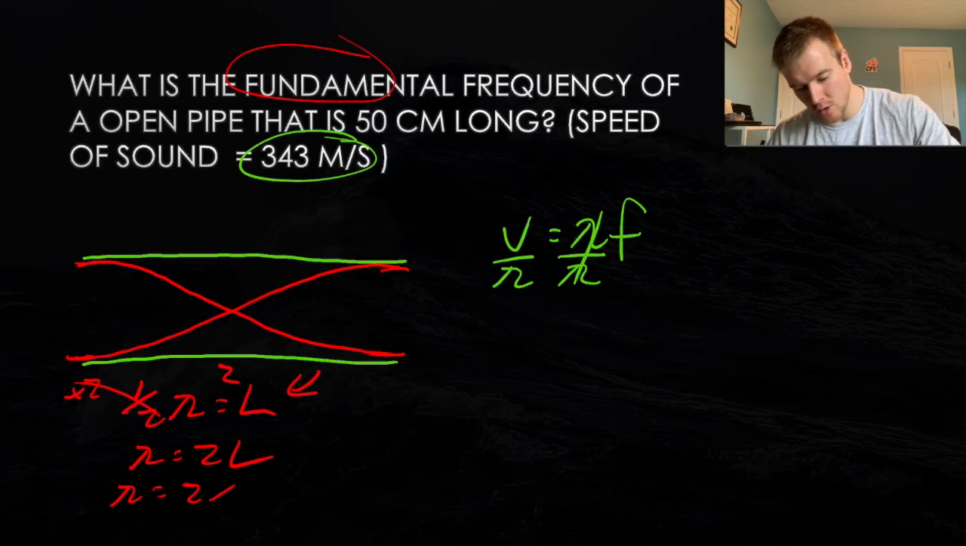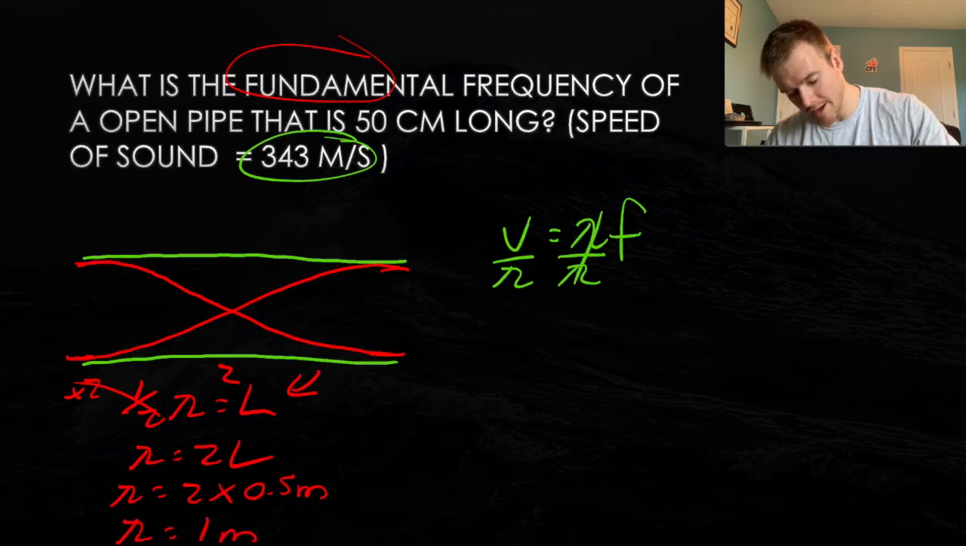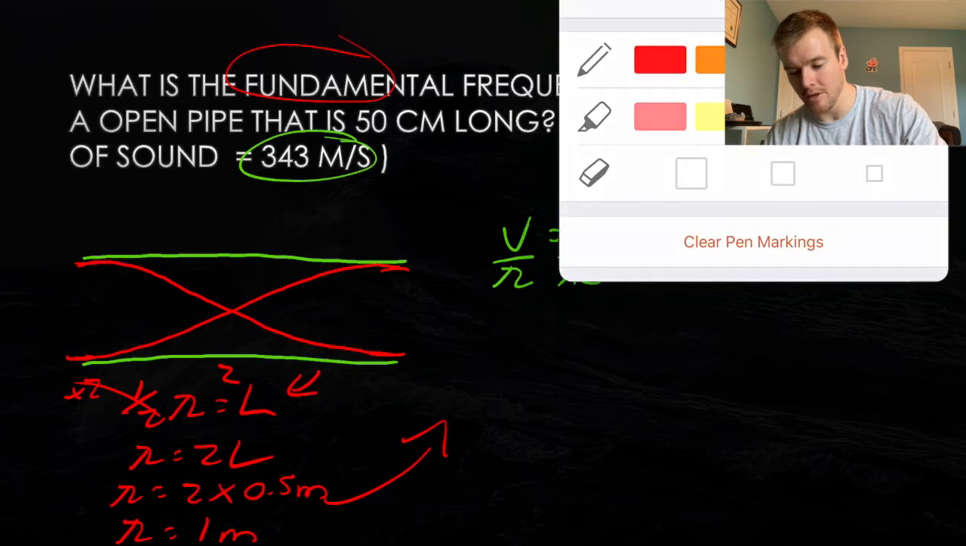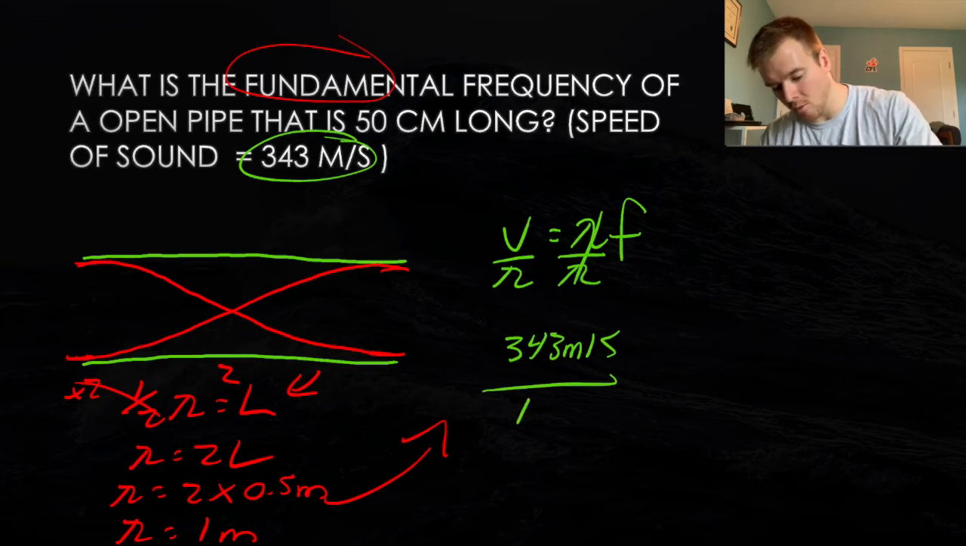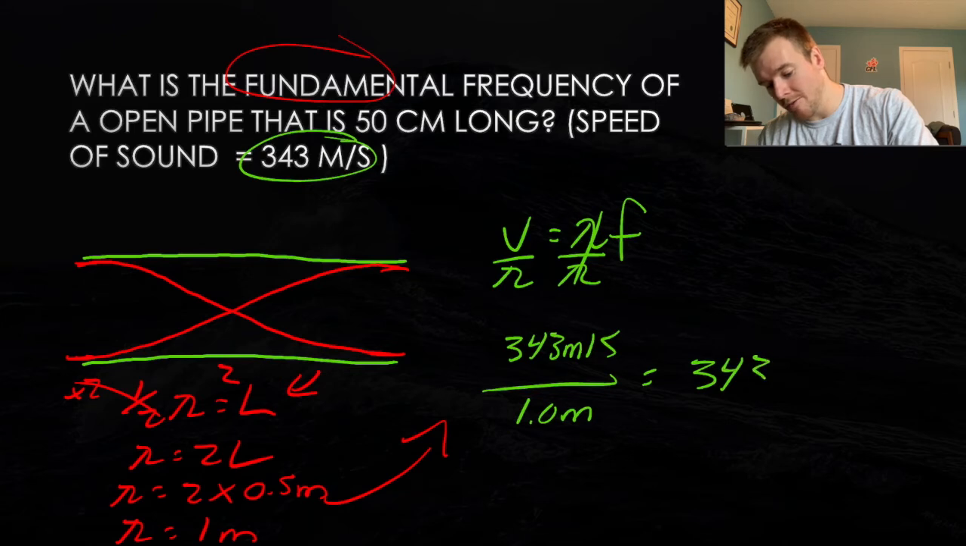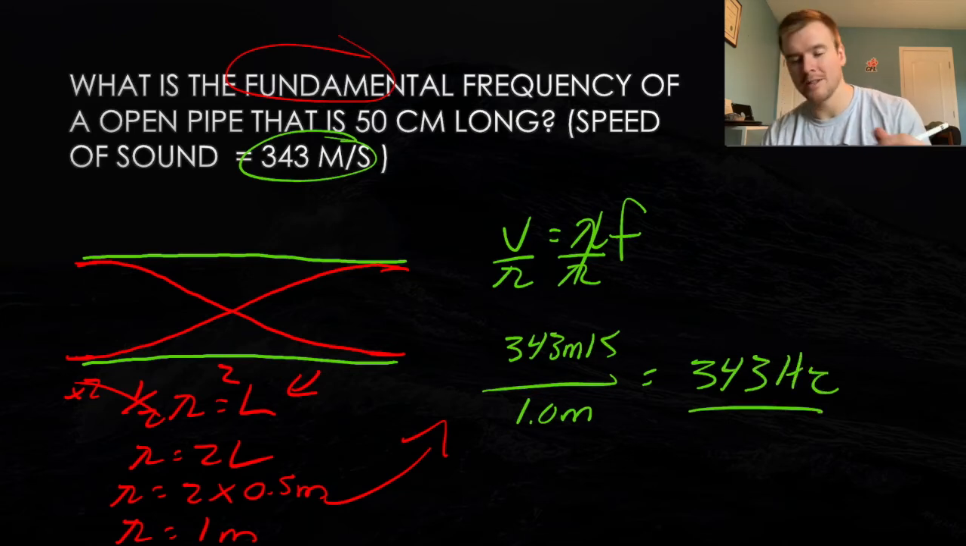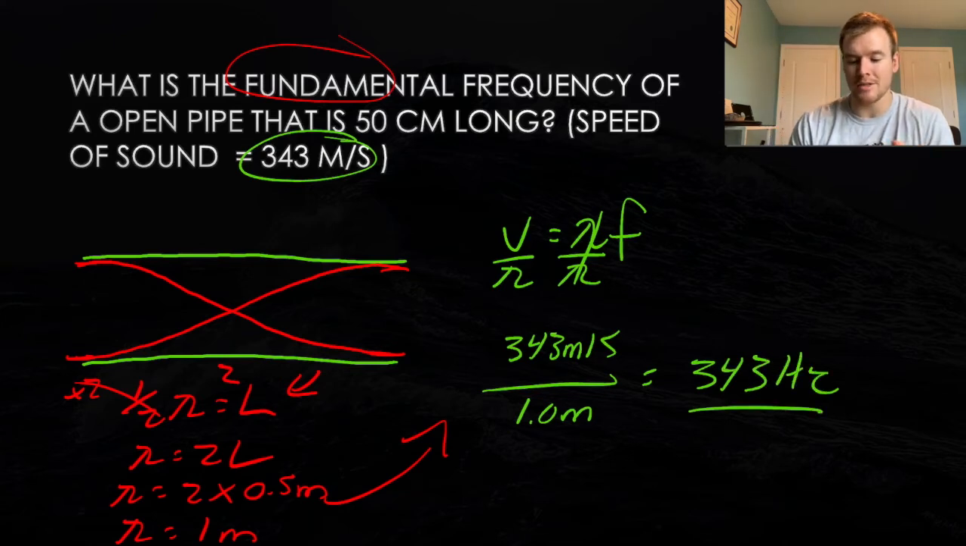Wavelength is equal to 2 times 50 centimeters, so 0.5 meters, and the wavelength is equal to 1 meter, kind of a nice number. We'll plug that back over here for the green, and we go velocity of 343 meters per second, divided by a wavelength of 1.0 meters, gives us a frequency of 343 hertz. So very similar to the last examples, just using different ratios here compared to the length and the wavelength.